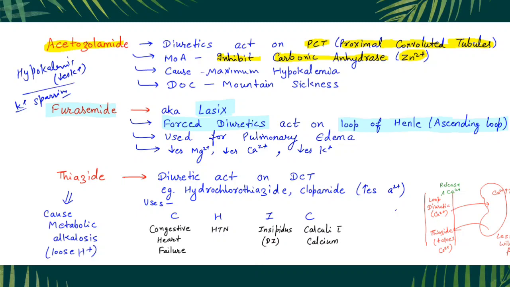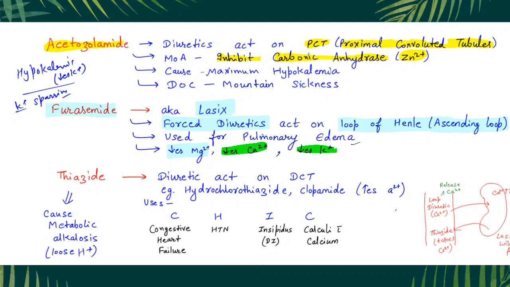The usage is for pulmonary edema. It decreases magnesium, calcium, and usually potassium. Remember the keywords here: forced diuretic, with usage for pulmonary edema. If in the question you don't find anything like mannitol or osmotic diuretics, then for the Krok, if any edema is there, just go for furosemide if you don't know anything. Okay.